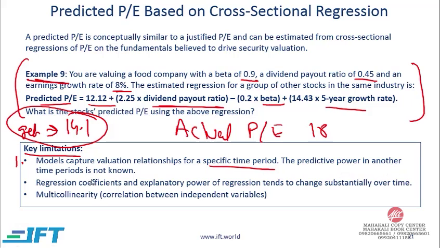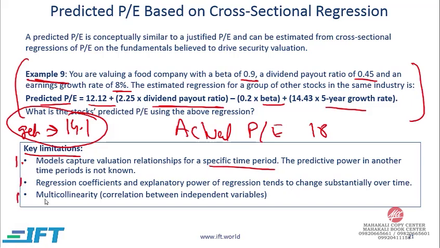This is a classic regression issue. When you run a regression, let's say you ran this regression for the last 2 years. Does that mean that the relationships over the last 2 years will hold in the future? Not necessarily. Regression coefficients and explanatory power of regression tend to change substantially over time. So these are classic regression issues.